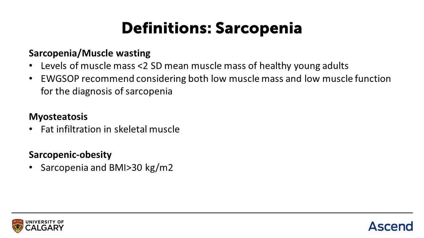We'll also look at myosteatosis, which we'll define here, but it's fat infiltration, so looking at the quality of the muscle. So you've got muscle, but that muscle is full of fat. That's not quality muscle. And then sarcopenic obesity is another concept we'll bring up, which is when patients have muscle loss but are also overweight.